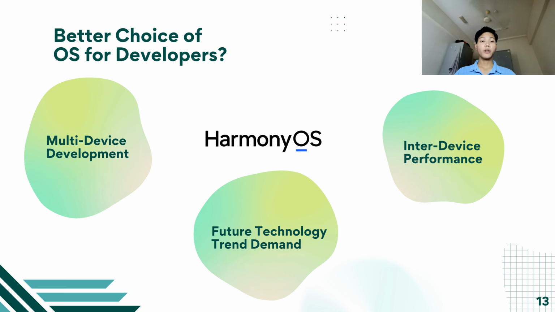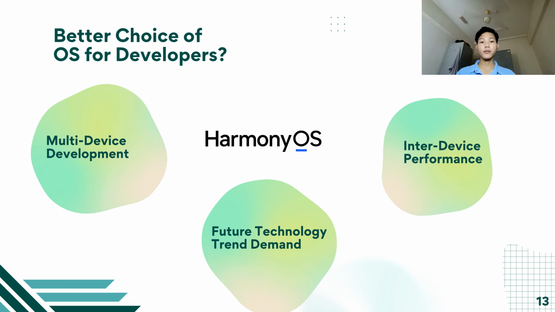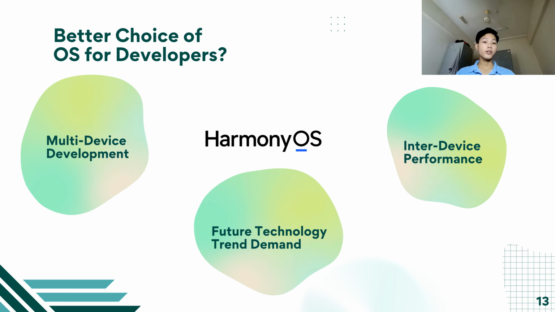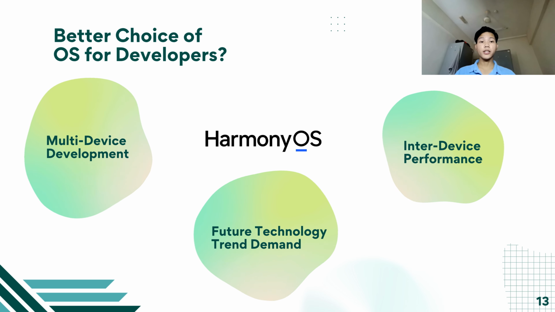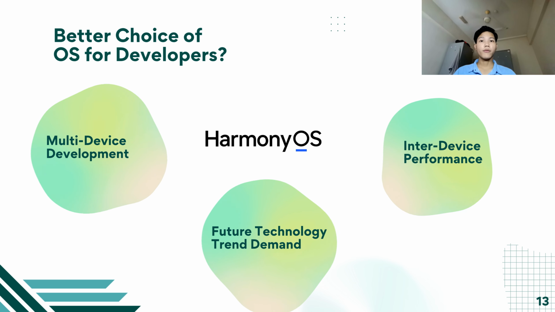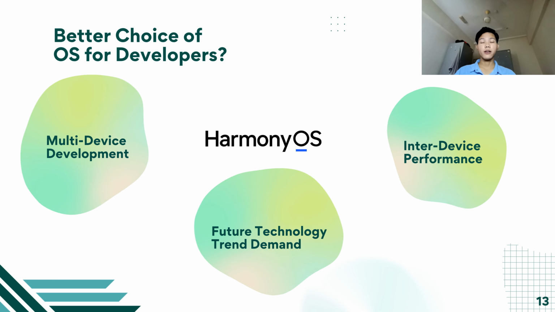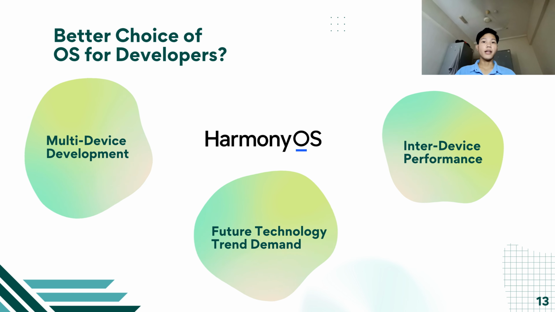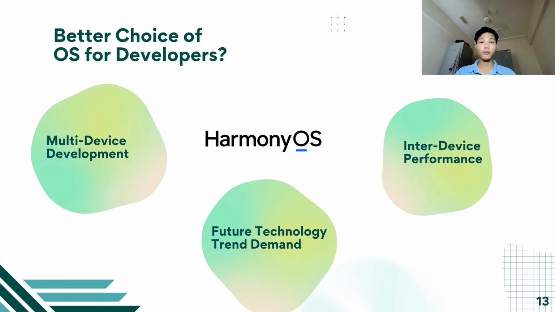To conclude, we found that HarmonyOS is the better choice of operating system for developers nowadays because it allows development across multiple devices with only a single code base, which eases the developer's work in deploying systems or applications across various types of devices. Plus, HarmonyOS also comes with inter-device performance. These excel in scenarios that involve collaboration between multiple devices, especially during the development process.